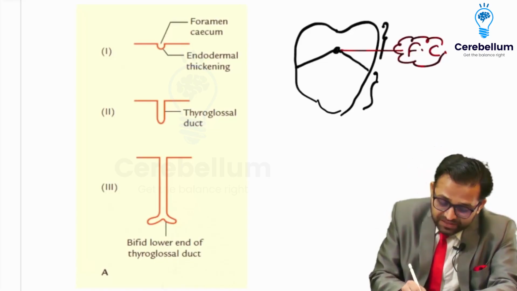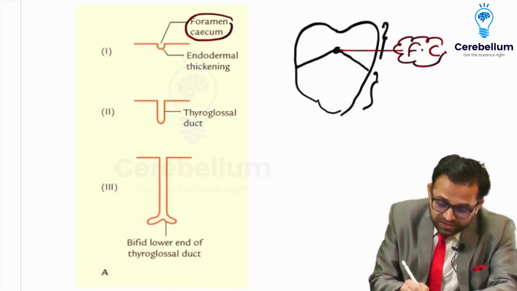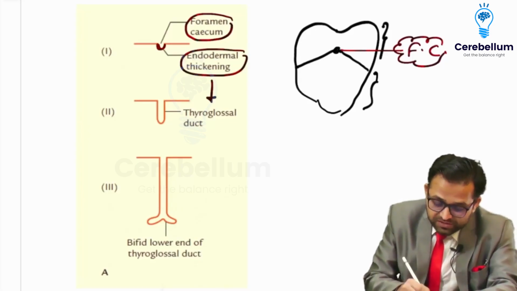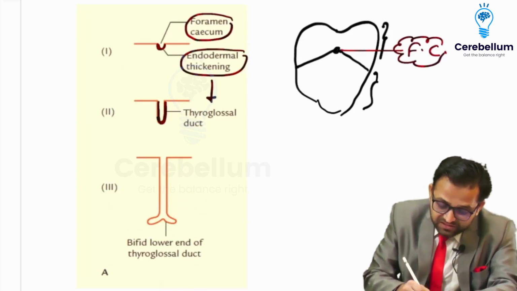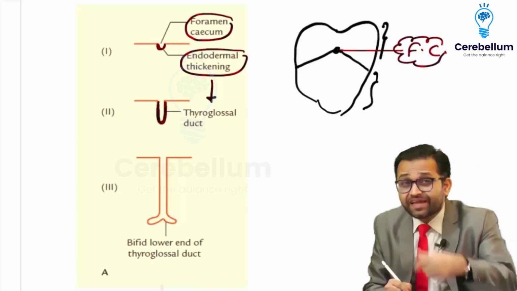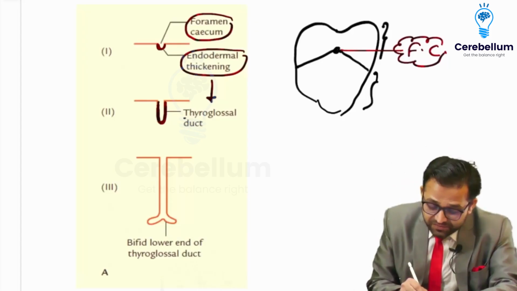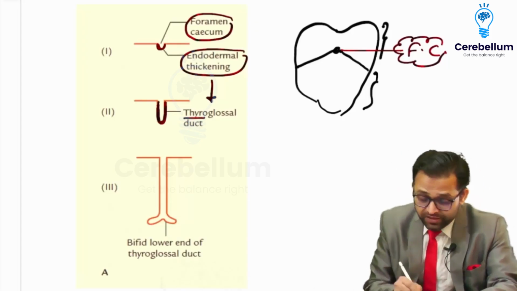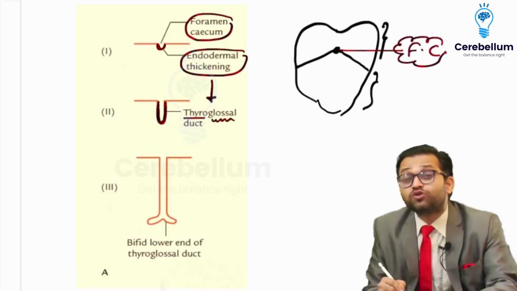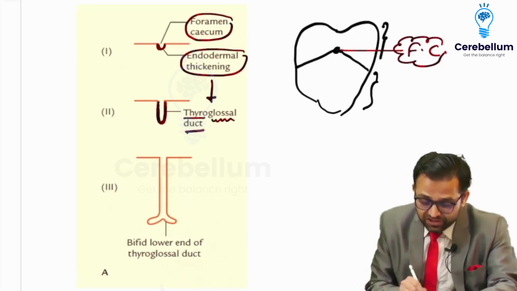This is the diagrammatic presentation, sir, foramen cecum. So here is the endodermal thickening first. Now this endodermal thickening is prolonging within the tongue and making one duct-like structure. Yes, it is related with the thyroid gland. That's why thyro. It is occurring within the tongue. That's why glossal, thyroglossal. Yes, it is a duct-like structure.